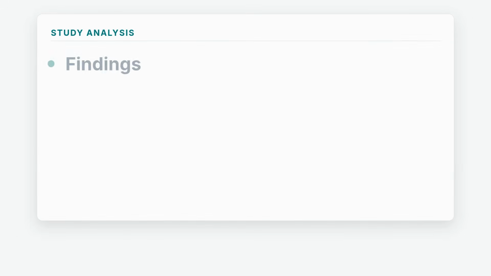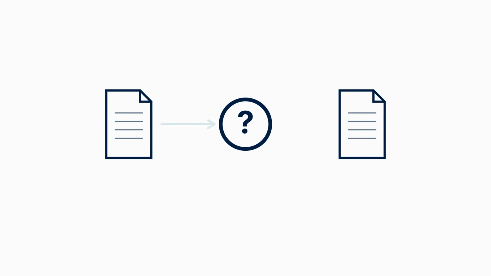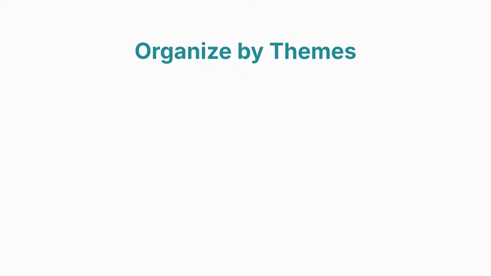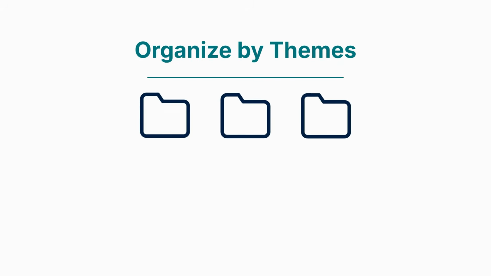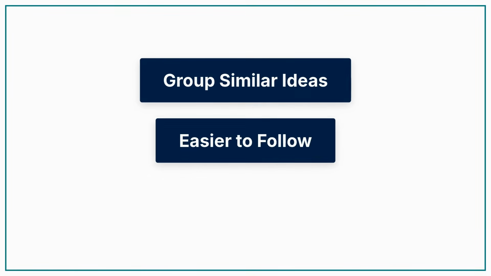As you read, take notes on the key findings, methods, and conclusions of each study. Pay attention to how they relate to each other and to your research. Next, organize the studies into themes or categories. This helps you group similar ideas together and makes your review easier to follow.